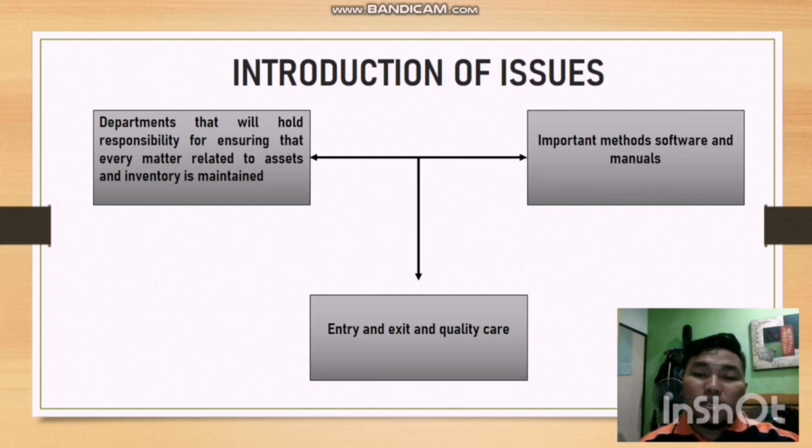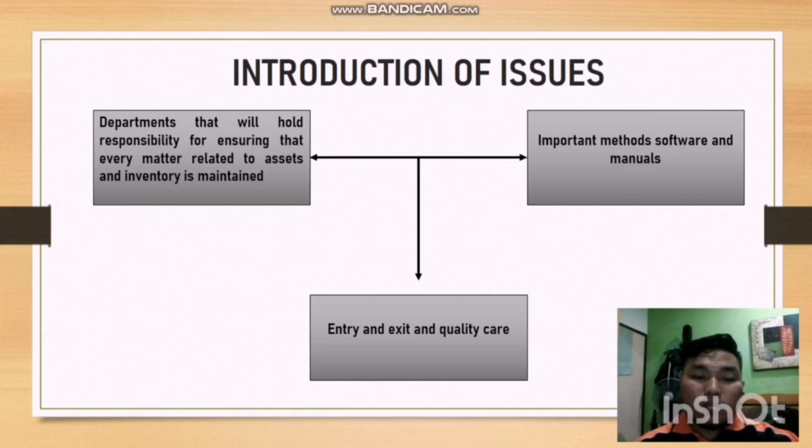Point number two is the important methods, software and manuals. Because it is very important, asset and inventory for batteryco.com are controlled using several important methods, such as a systematic system, and through the use of software and manuals, because the products of batteryco.com are fully finished products.